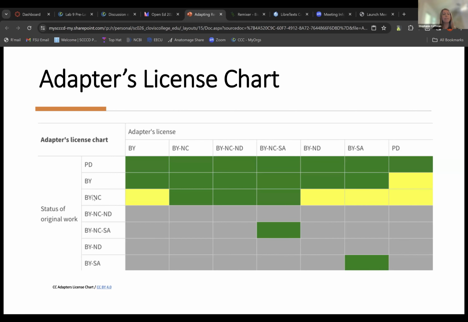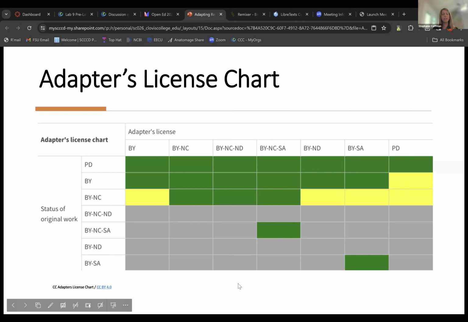Technically, if you're looking on the left side, if the original work is, say, CC BY-NC, then you can actually put a different license on that. Like you could put a CC BY license, or you could put a CC BY-ND license, but it's not recommended. That's why these ones are colored yellow. It's not recommended because obviously the person who made that original work didn't want their work used commercially. So it's best practice in that case to put a non-commercial license on your new work if you're using something that started with a non-commercial license.